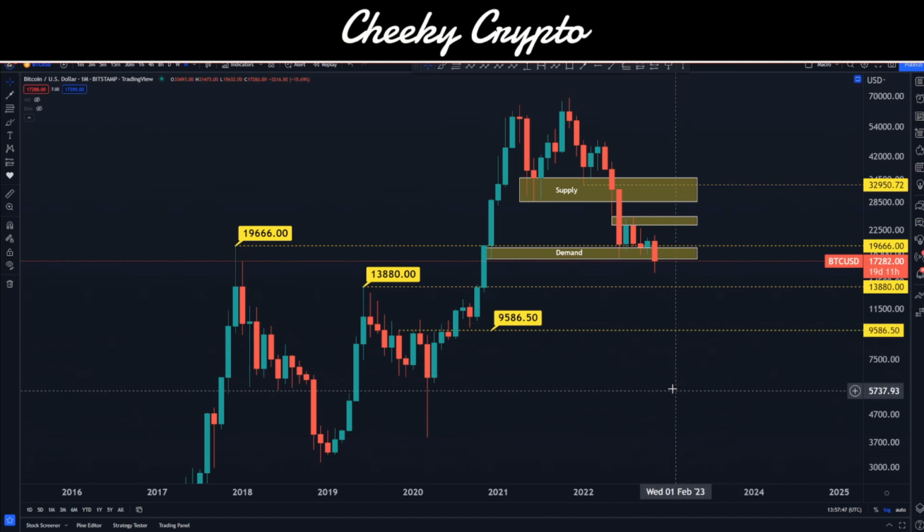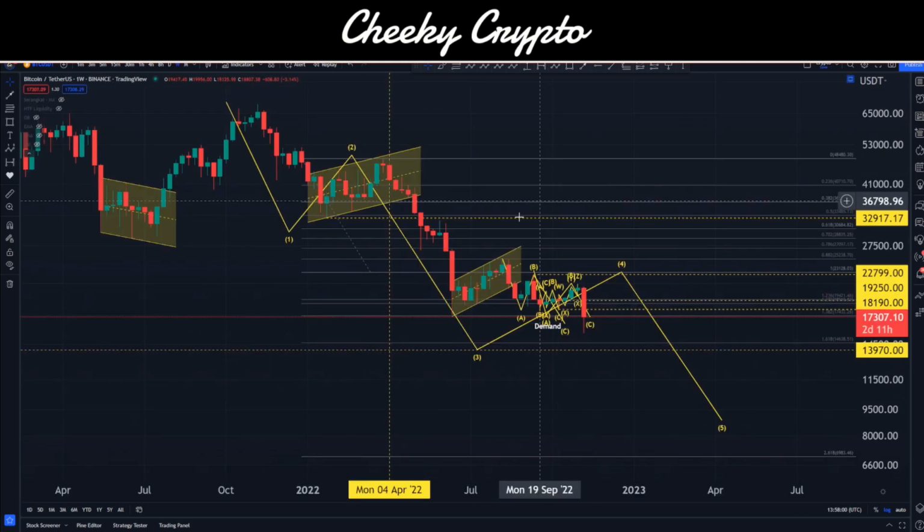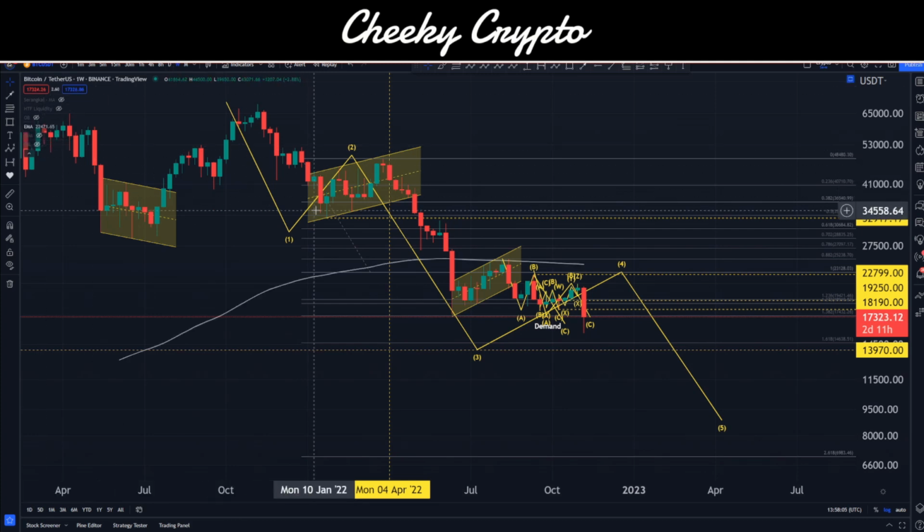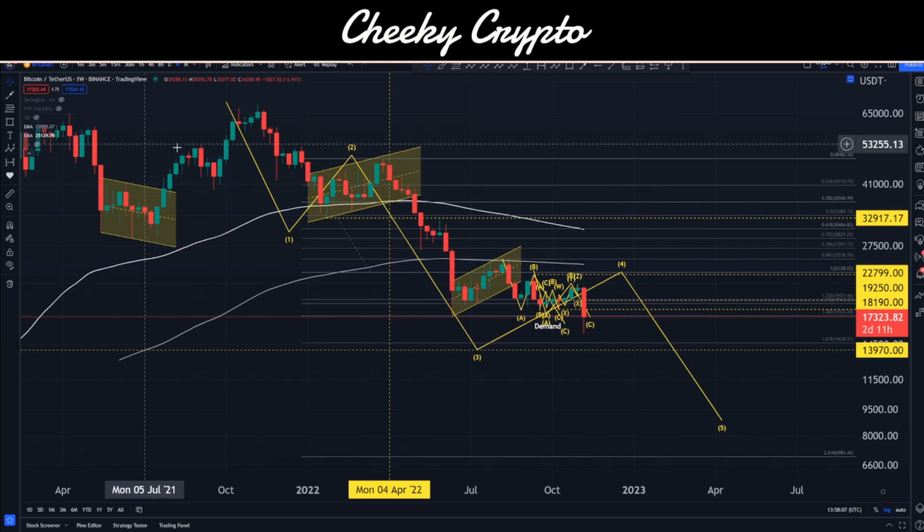Now, none of these are guarantees. None of this is. I would look at this as a pretty clear corrective structure at this point. I don't think we're trending to the downside in the Elliott wave theory technical aspect of it. But if I come back here and throw on the EMAs, you can see that we are below both the 100 and 200 EMAs. So this is pretty much a bearish situation.